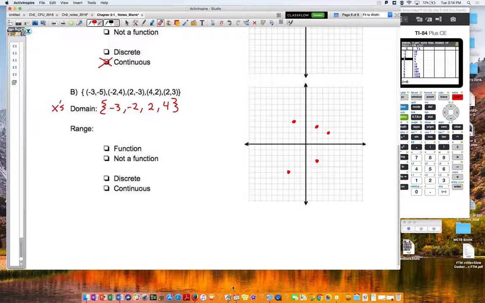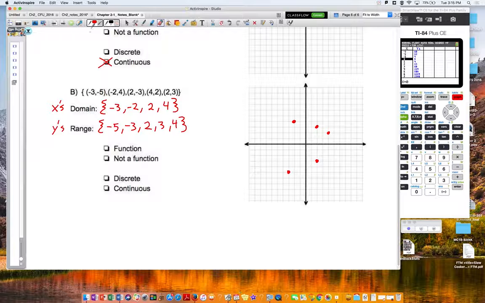So then for my range, I'm looking at all the possible y values. If I start here on my y at the negatives, I'm down here at -5. Then I have -3, then 2, 3, 4. And I have my range.